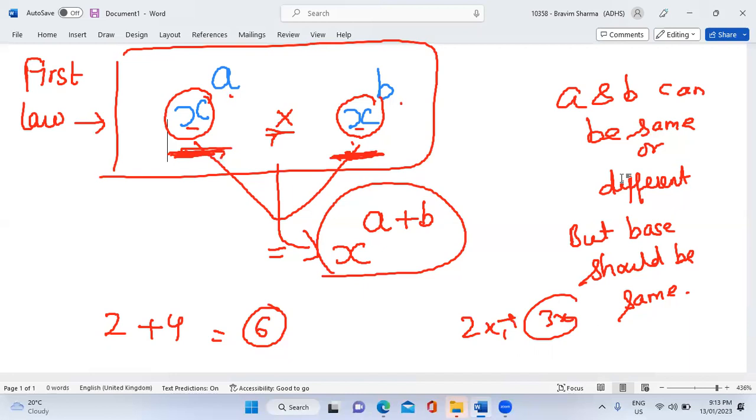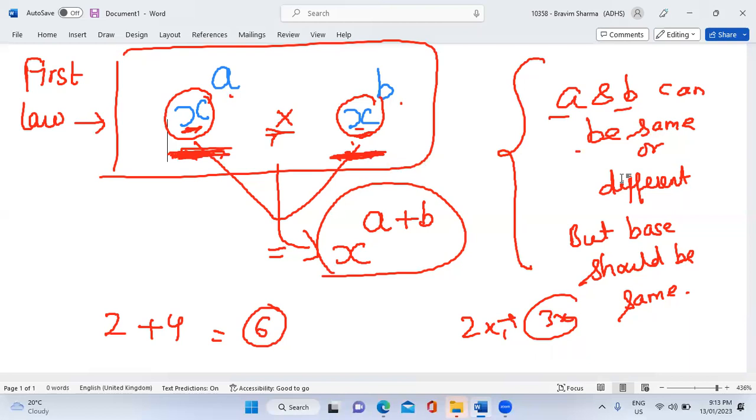Now here, as I said, these are important conditions: a and b can be the same or different, where a and b are known as the exponent values. But this x must be the same. The bases must be the same. And you can apply this law for two power expressions or even more.